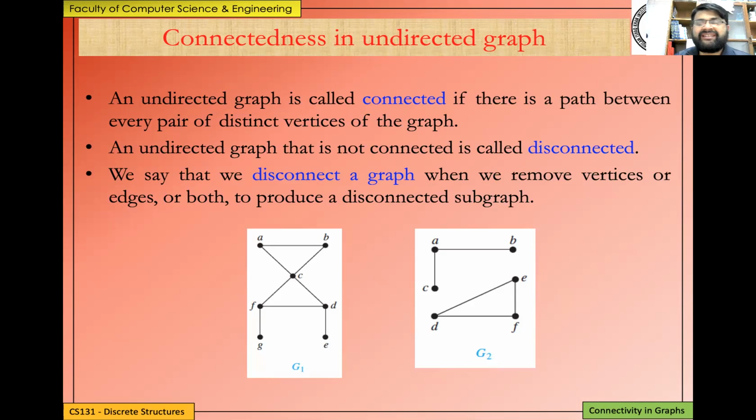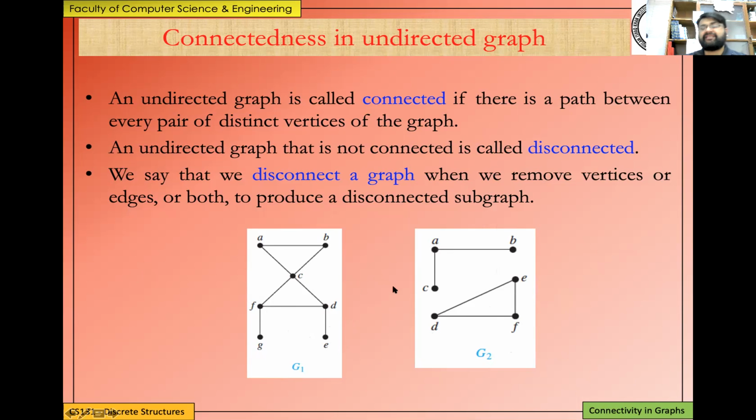So we can say that we disconnect a graph when we remove vertices or edges or both to produce a disconnected subgraph. For example, let's say that this is graph 1 and we can say that this graph is completely connected, such that for each pair of vertices you can find a path between them, right? On the other hand, this graph G2 is a disconnected graph because we cannot find a path from A, for example, to E or A to D.